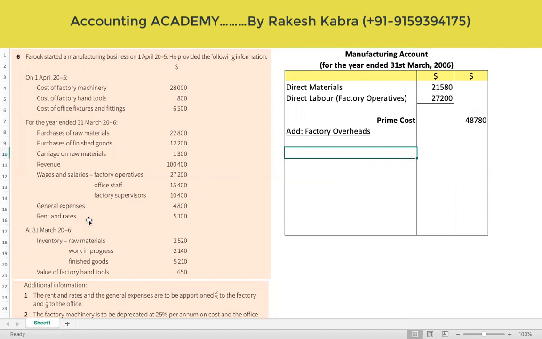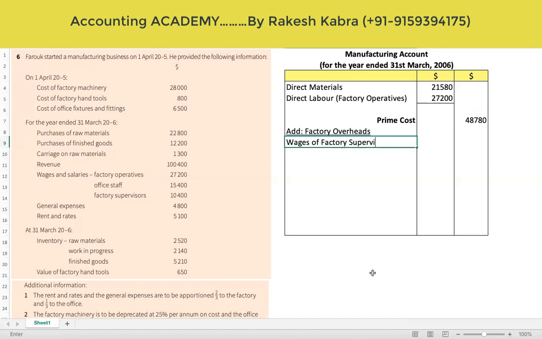Factory overheads, can you tell me what could be the possible items according to the question? It can be like the wages for the factory supervisors. Yes, factory supervisor. Can you tell me what is the difference between factory operatives and factory supervisors? So factory operatives are the people who are actually producing the goods, so they're directly involved in the production, and the supervisor is just guiding them, monitoring their work, not directly involved. Yes. So factory supervisors' salaries will be treated as factory overhead, right? Wages of factory supervisor.